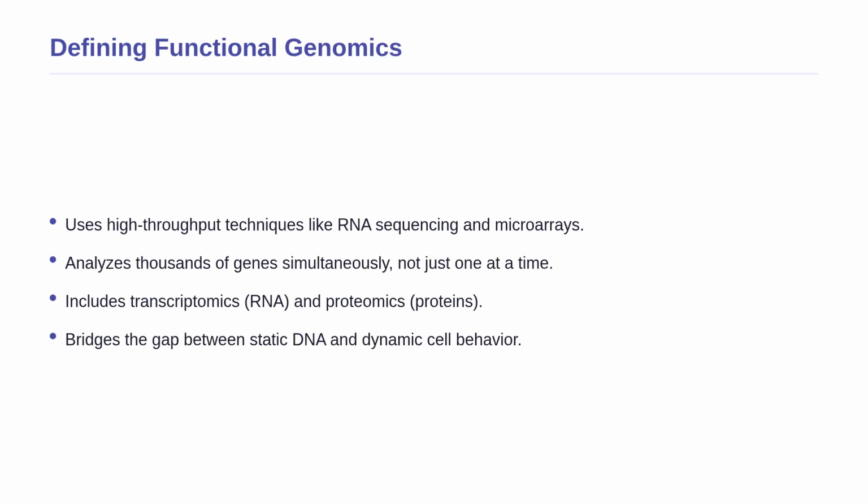Building on that intuitive idea, let us look at the formal definition. Functional genomics is a specialized field of molecular biology that uses vast amounts of data to describe gene and protein functions. Unlike traditional approaches that study one single gene at a time, functional genomics uses high-throughput techniques like RNA sequencing or microarrays to look at thousands of genes simultaneously.